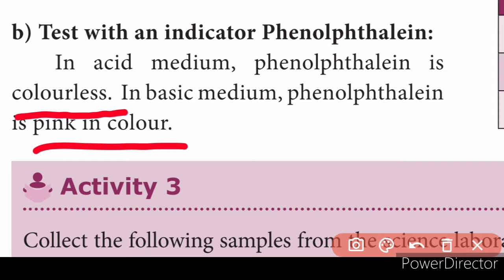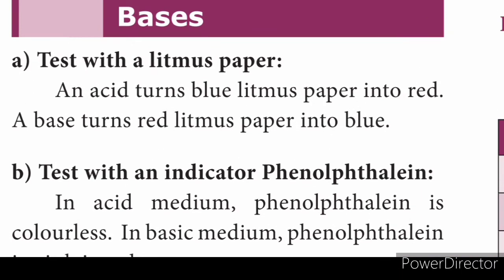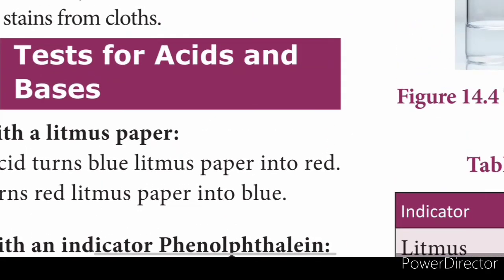Once again we will go through it. The first test is the test with litmus paper. Acid turns blue litmus into red, whereas base turns red litmus into blue. In the test with the indicator phenolphthalein, in acid it is colorless, whereas in base it gives pink color. Very simple.